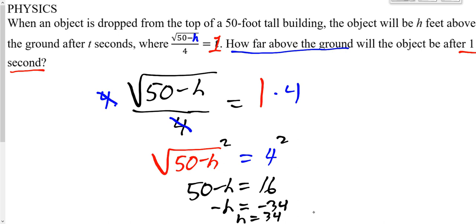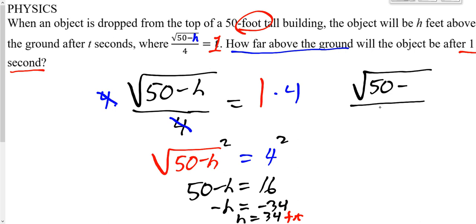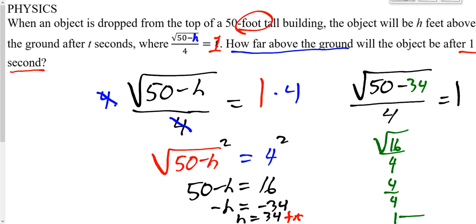Now, we are looking for our height, and our units for this problem are in feet, so it'd be 34 feet. But once again, we should go ahead and plug it into the original to verify that it actually does work. And we're wondering, do we end up getting 1 out? So if I take my answer 34 and plug it in, I get the square root of 16, which I know is 4, and 4 over 4 is 1. So yes, it does work. So 34 feet is my answer.